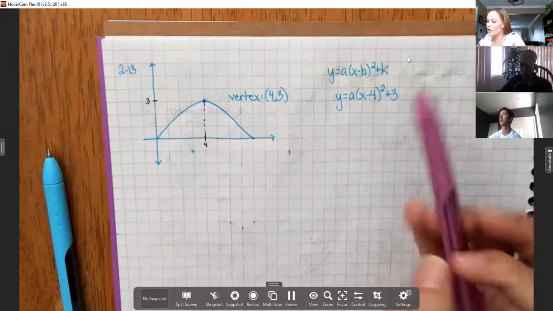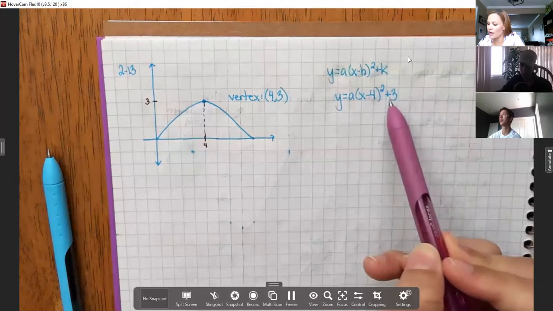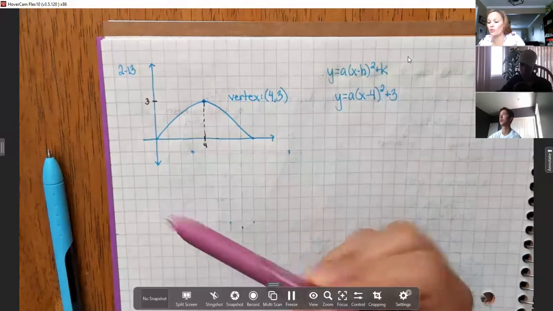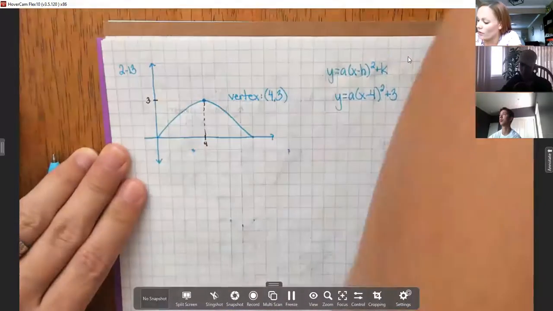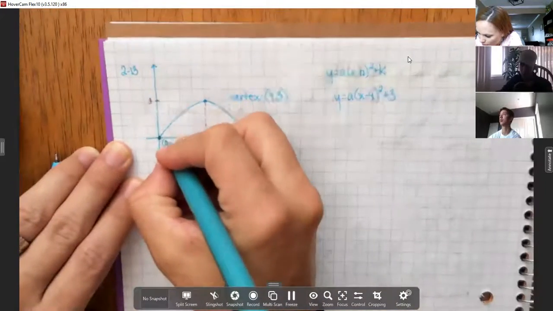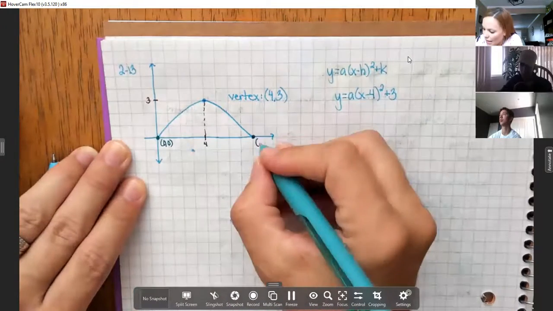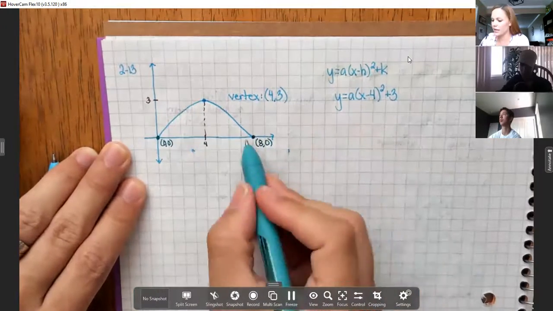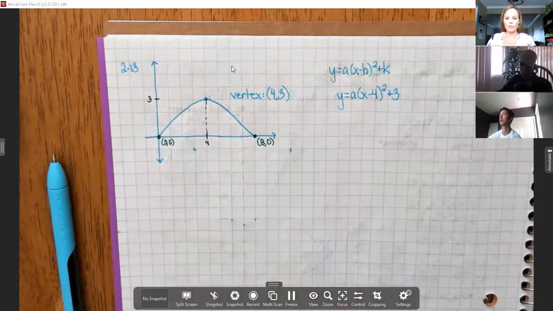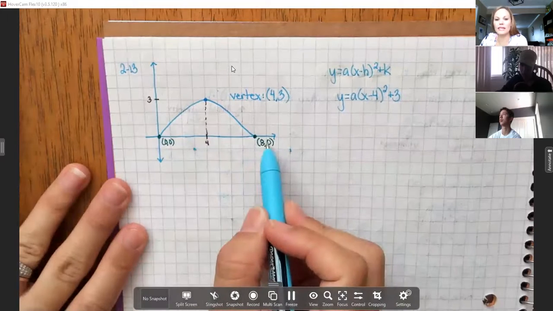Sorry, so to repeat myself, we had 4, 3 for our vertex here, our h, k. I plugged it in, and now we have to solve for a. To solve for a, you use one of the other 2 points you know. So we can either use this point, which is 0, 0, or we could use this point where it lands. We know it has to land at 8, 0 because it's a parabola. It doesn't matter, you're gonna get the same answer either way.